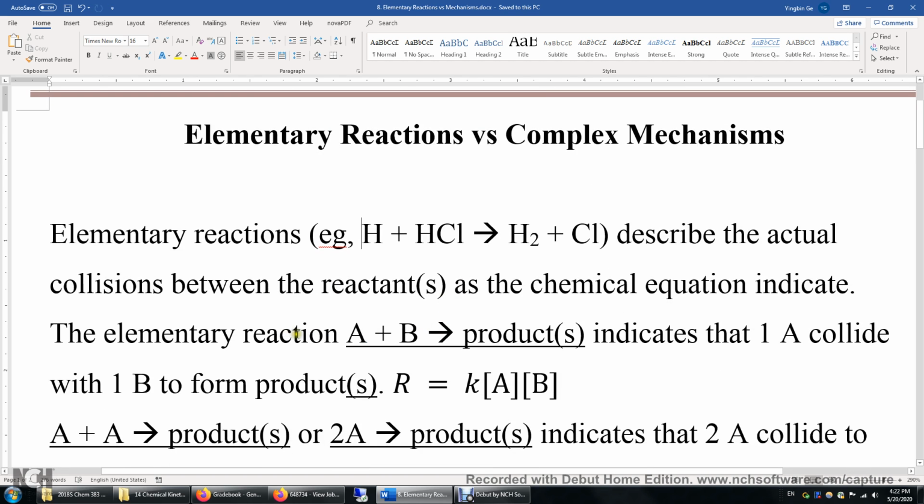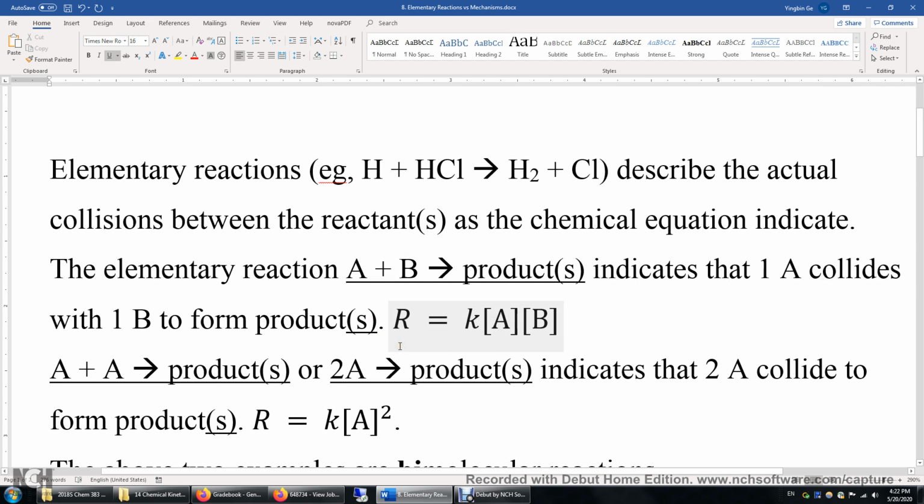In general, the elementary reaction A plus B to form products indicates that indeed 1 A collides with 1 B to form the products, and the reaction rate is simply k times [A] times [B]. This is a second order reaction. It's first order with respect to A and also first order with respect to B. How do we know this? If it's an elementary reaction, we just need to look at the coefficients in front of A and B. It's just 1 and 1.